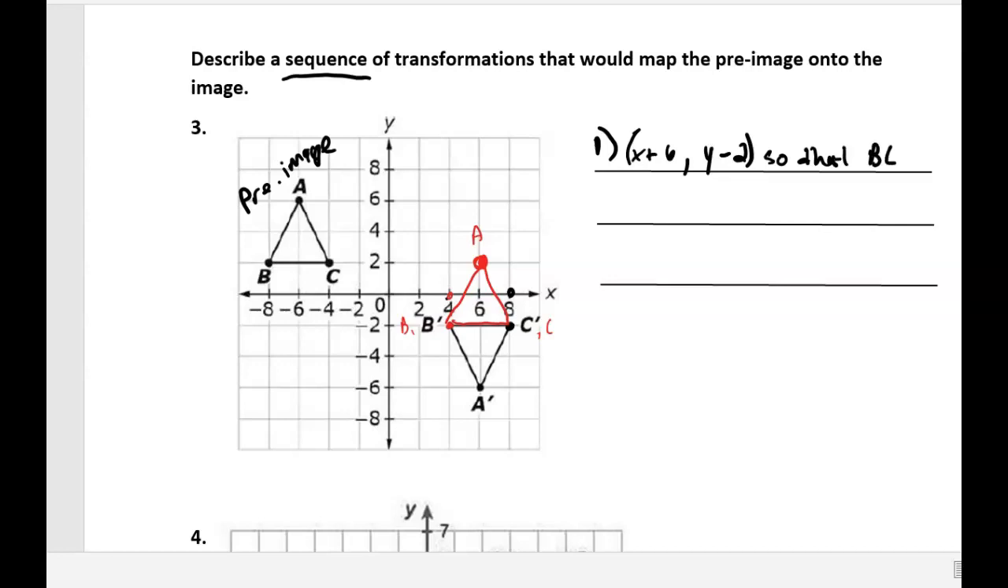Segment BC, one of the words we would use a lot in this section is coincides with segment B prime, C prime. Coincide means they land right on top of each other. So you would see here is B prime, C prime. And then what we did is we moved the original triangle over so that B and C lands right on top of B prime, C prime. So that's the word coincides.